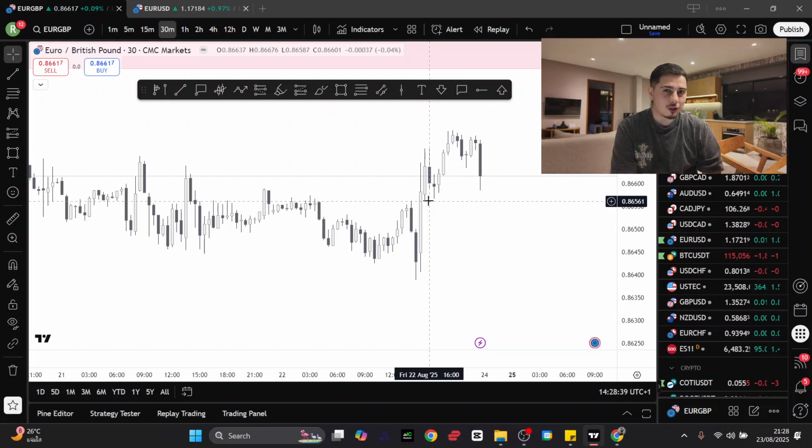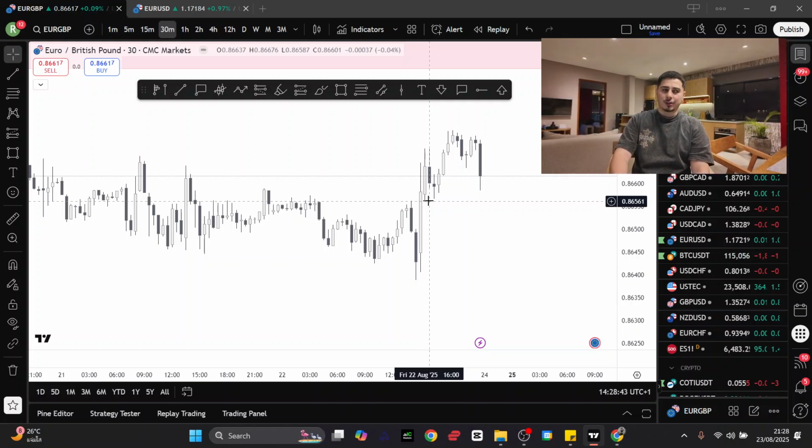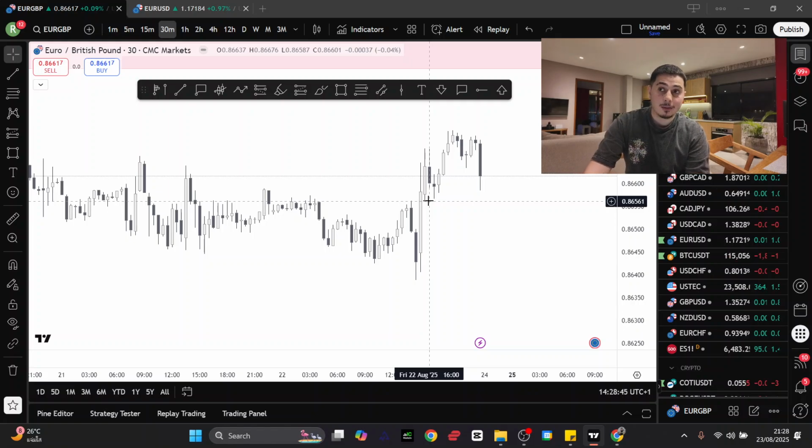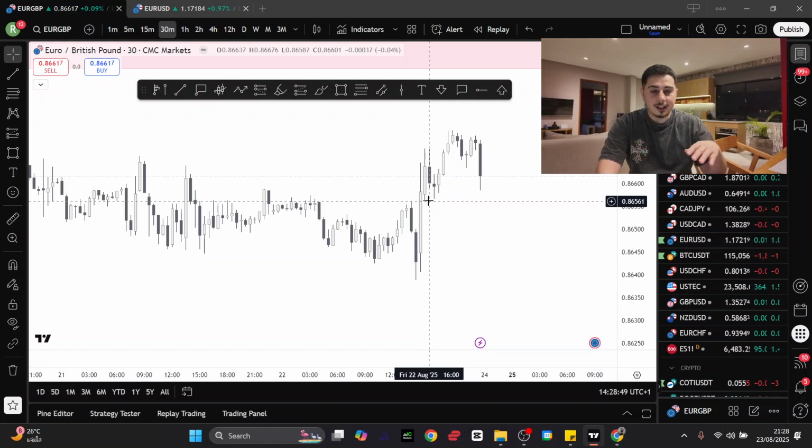Now, a lot of people don't trade Asia. You're going to find that quite a lot. A lot of people don't trade Asia session. One, obviously, because it's Asia times, but two, it moves the least.